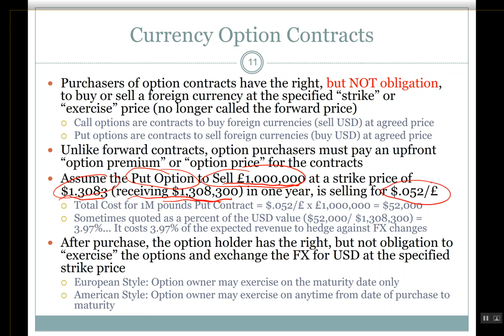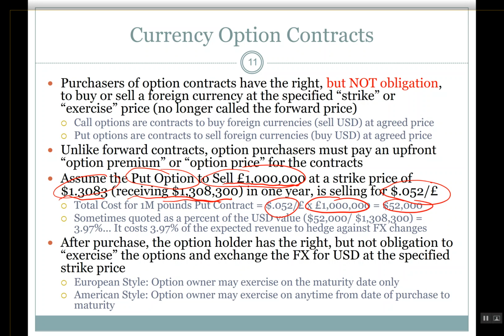And that option is selling for 5.2 cents, which is a reasonable price. I'll show you why in a minute. So what that means is 5.2 cents times £1,000,000 is $52,000.